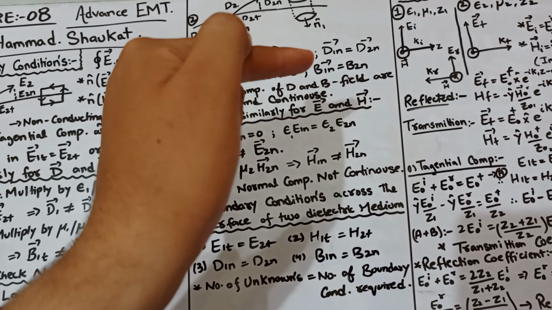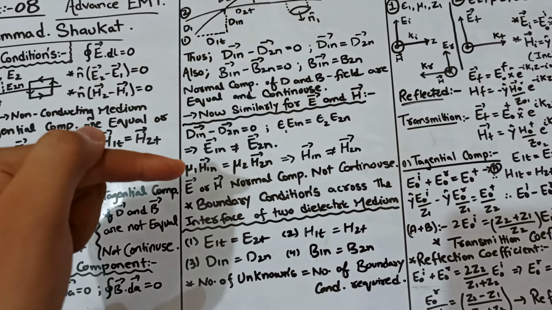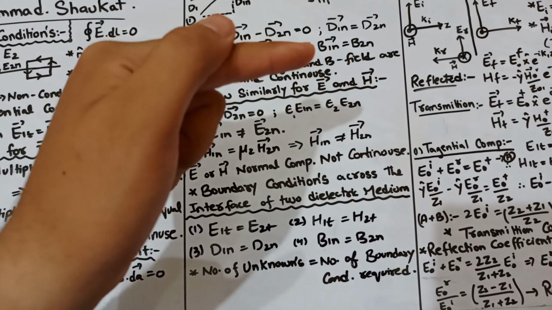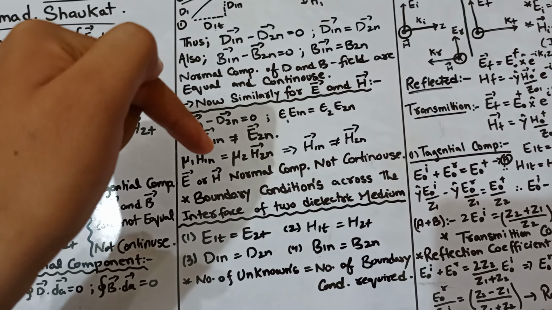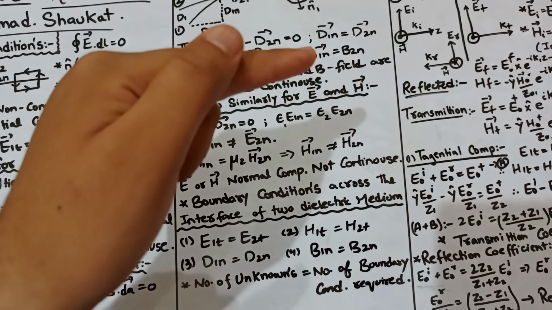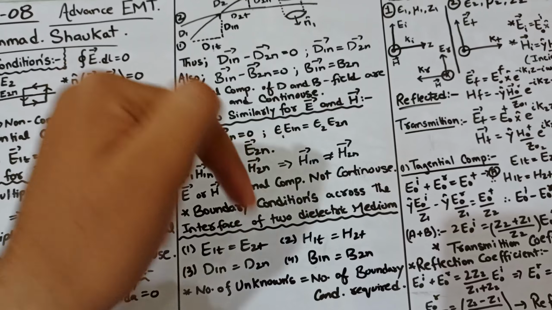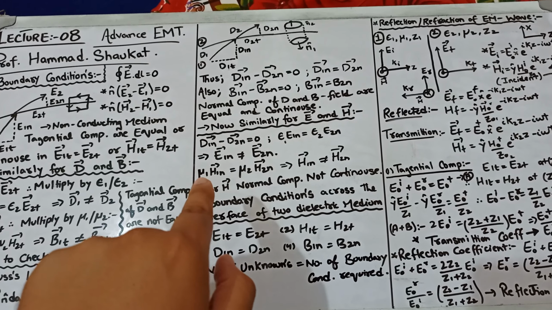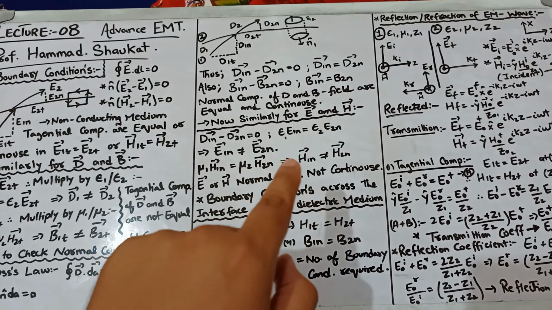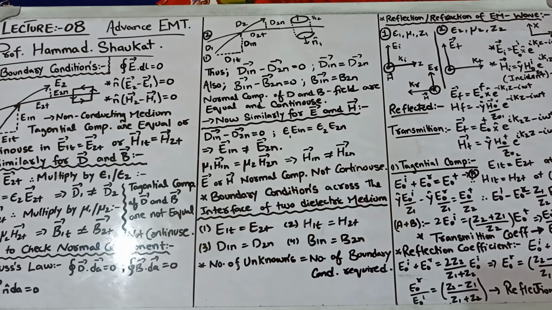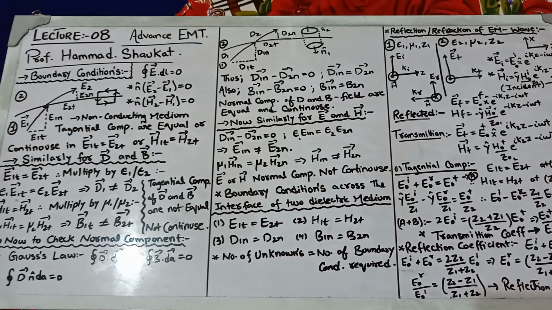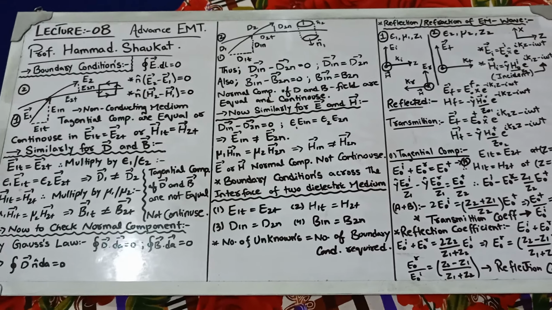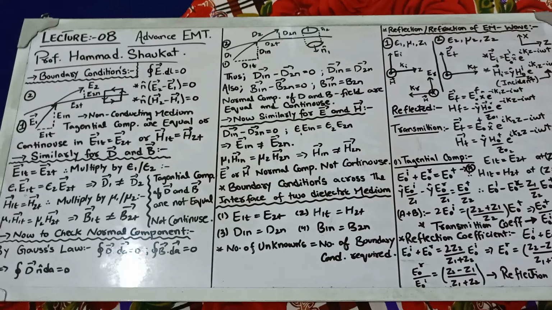Similarly, take B1n equals B2n, and you know that B equals mu H. For B1n it becomes mu1 H1n, and for B2n it becomes mu2 H2n. Again mu1 multiplies here and mu2 there, so you can say H1n not equals H2n. So we conclude that the normal components of the H field are also not equal and not continuous.